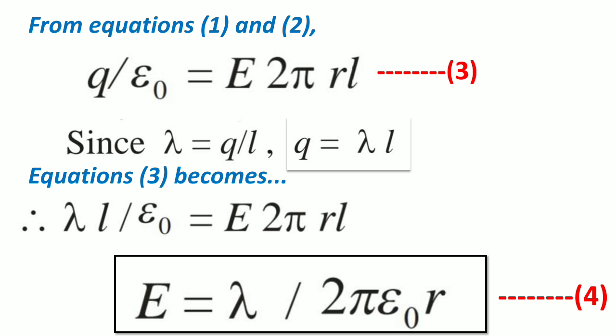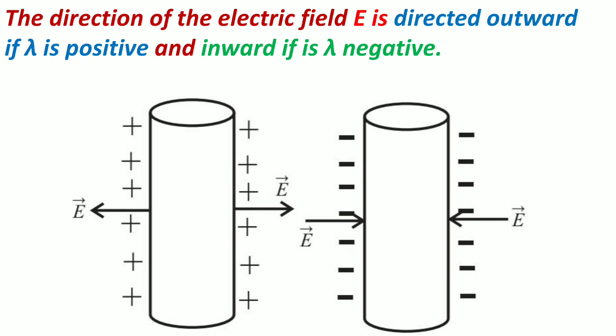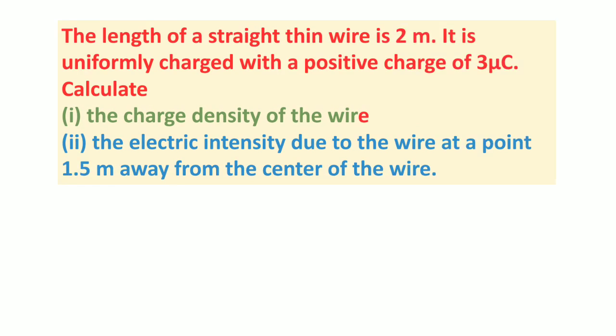Fine. Now after this, let's have one example. Before this example, we have one more thing. See, this is the direction of the field for two types of charges. The direction of the electric field E is directed outward if lambda is positive and inward if lambda is negative. If the charge density is positive, the electric field intensity is directed outward. If the charge density is negative, the electric field intensity will be inward. Now let's have one example.